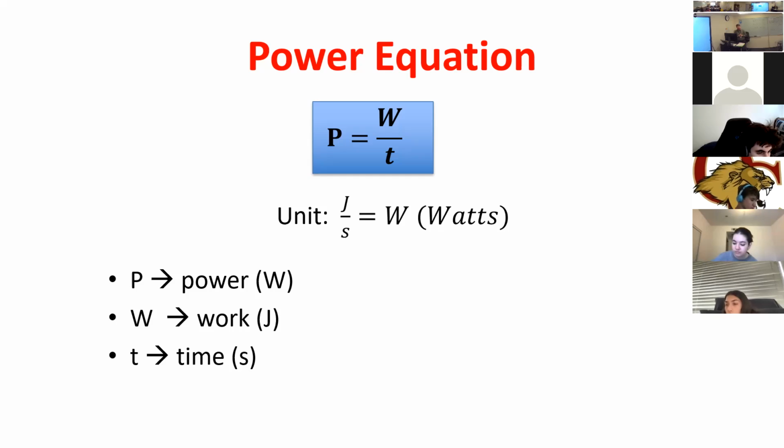And this does get a little confusing if you're not careful. The W in the equation is a variable, meaning work. The W in the answer is a unit, meaning watts, right? So you do have to be careful that you're recognizing when am I using W as a variable in an equation, and when am I using W as a unit on a number to give me an answer. So this is the base equation.